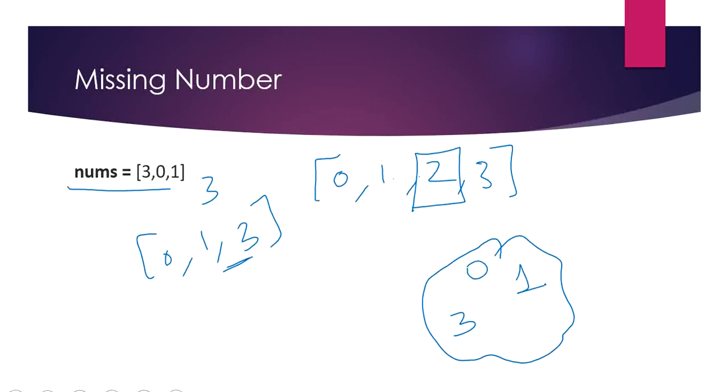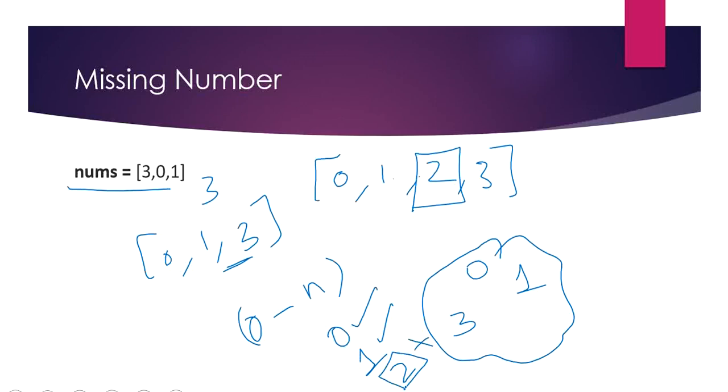We are going to iterate the range 0 to n and check if all the numbers from 0 to n are present in the array or not. So in this example, let's start checking. We are starting with 0 and check whether 0 is there. Yes, 0 is there. So next moving on to 1. 1 is also there. Next iterating to 2. 2 is not there in the set, which means 2 is going to be our output.